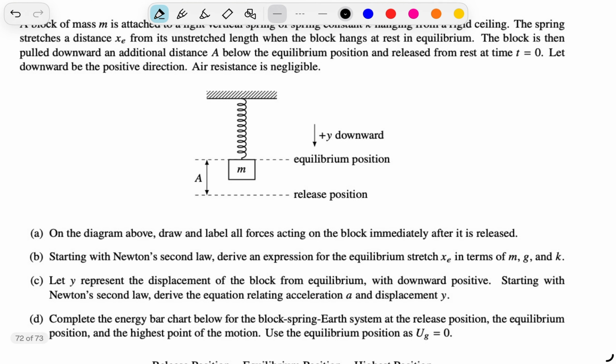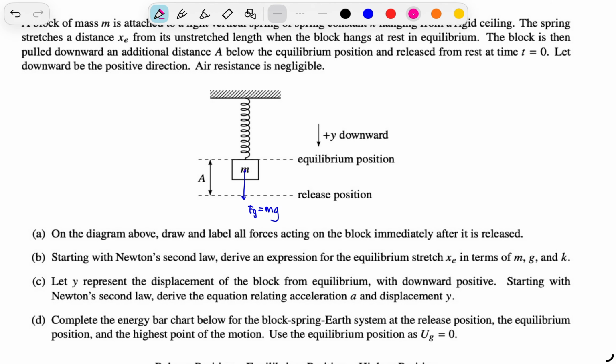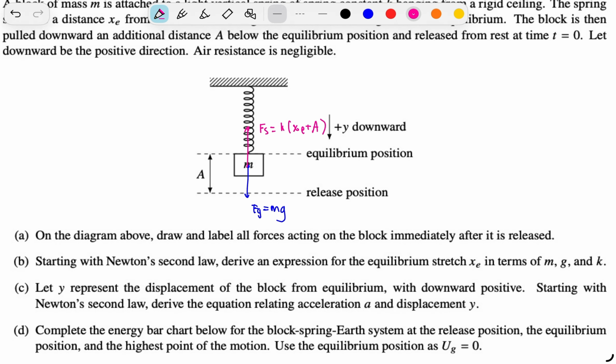On the diagram above, draw and label all the forces acting on the block immediately after it is released. So we have on the center of the mass the force of gravity, and we also are going to have the force of the spring acting upward since we are displaced from equilibrium. And it's going to equal k times (xe plus a). Because the block is below equilibrium, the spring is more stretched than usual. So that's why our spring is going to pull upward harder than at the equilibrium.